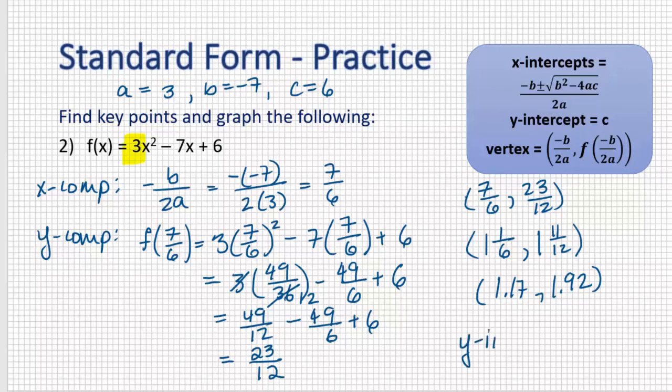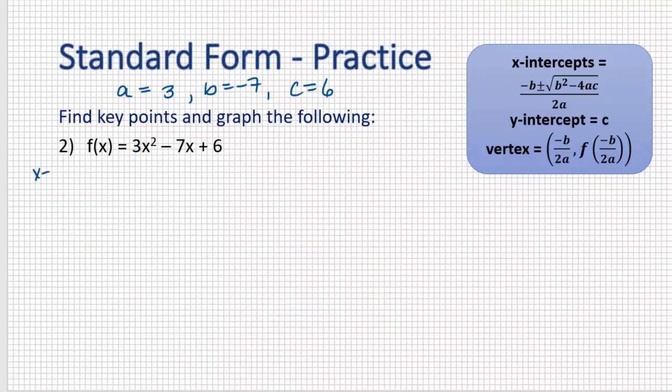The y-intercept, well, that's just equal to c, so the y-intercept is equal to 6, and let's remember that that's the point 0, +6 on the coordinate plane. So I've tidied this up so that we can find the x-intercepts.